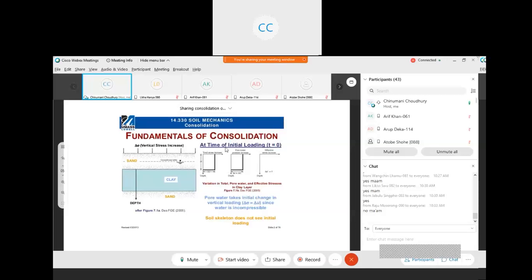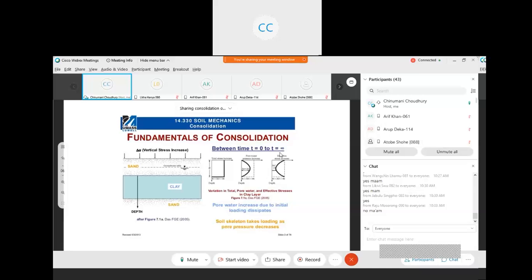So at the time of initial load, that means t equal to 0, we have just applied the load. What will happen? At t equal to 0, water takes the initial change in vertical loading since water is incompressible. Whatever water is present in the soil sample will take the entire load. That means the pore pressure will be equal to the vertical stress increment, delta sigma. Whatever stress we have applied on the soil sample will initially be taken by the pore water pressure. So at t equal to 0, delta sigma equals delta U. That means the entire load will be taken by water. The sand particles will not take any load initially at t equal to 0, so the soil skeleton does not see the initial loading.